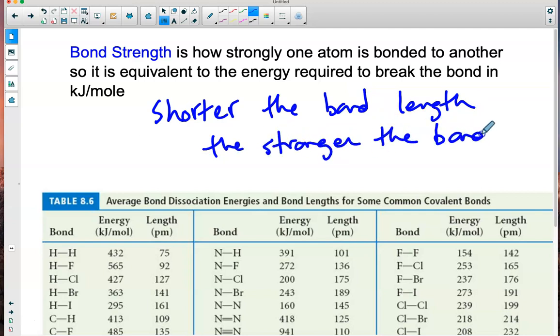And maybe it actually makes more sense to say that the other way. The stronger the bond, the shorter the length, because if there's a lot of electrons and there's a strong attraction between the 2 atoms, that's going to pull the atoms in closer, so you'll have a shorter bond length.